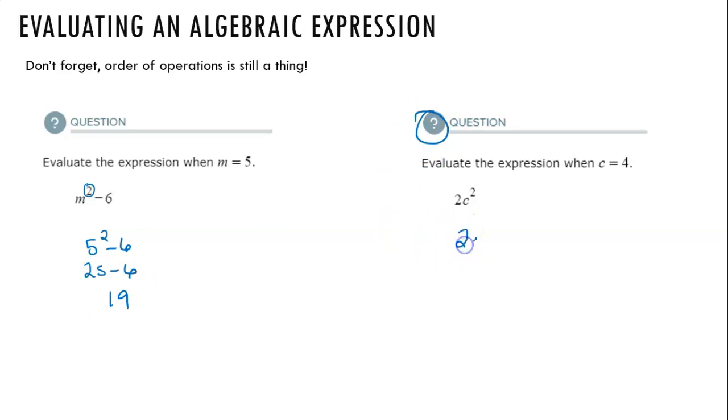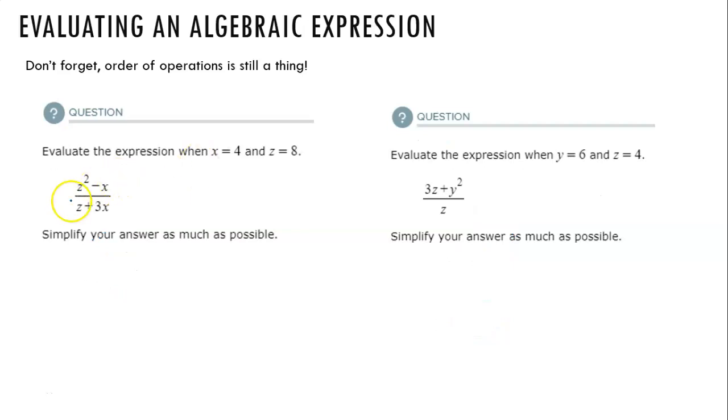You should have remembered that a number right next to a letter means multiply, and you should have remembered that we're replacing c with 4. 4 squared is not 8. 4 squared is 16 because it becomes 4 times 4, which is 16. You should not have multiplied before you took care of your exponents. In order of operations, exponent comes before multiplication. So 2 times 16 should become 32 there.